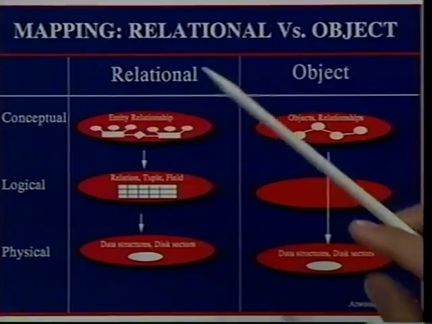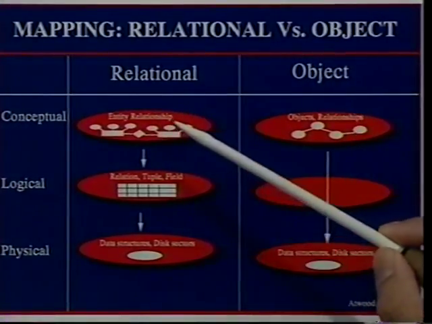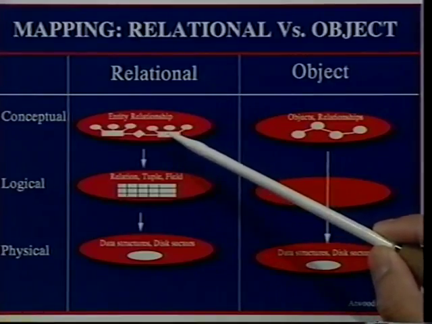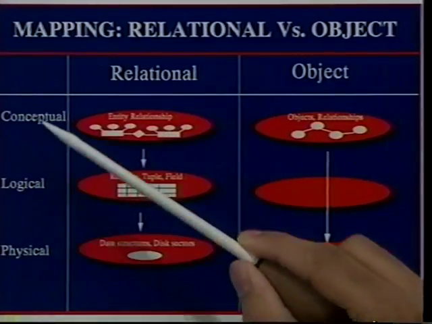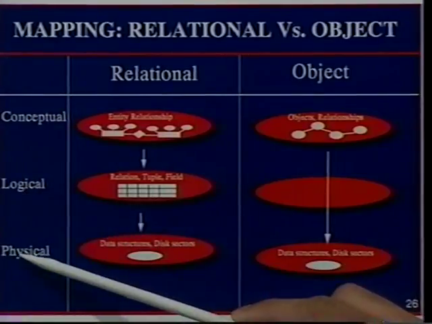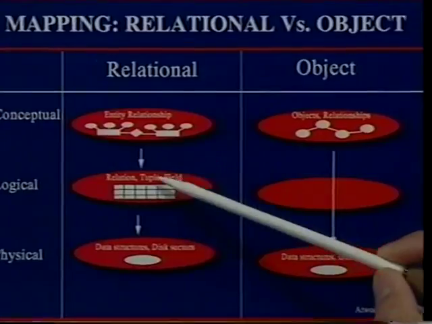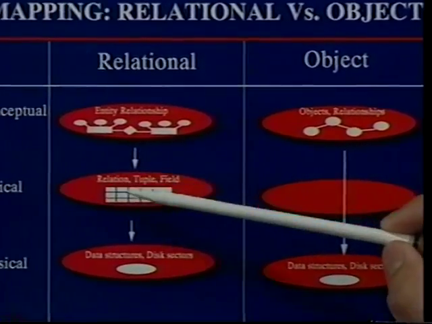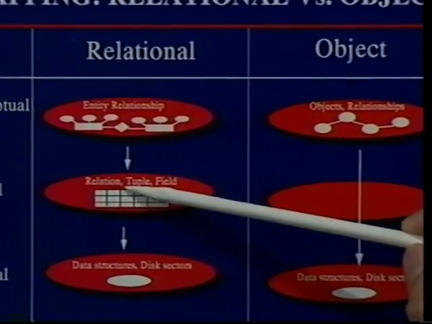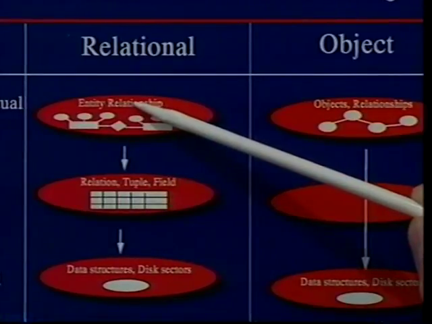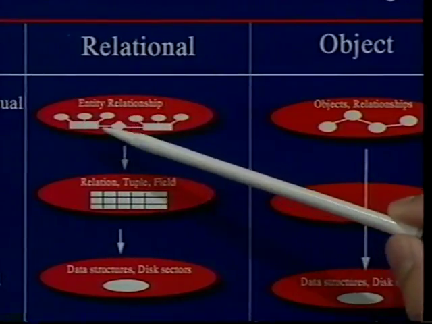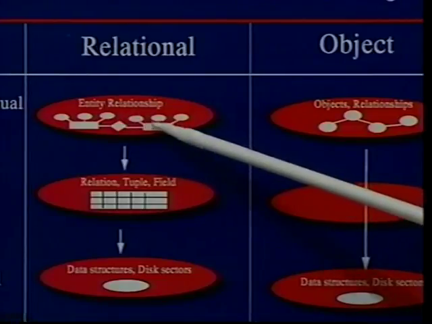So in terms of the mapping between the relational database and the object database, if you look at the relational databases, the mapping is done in the following manner. There are three levels here: the conceptual, the logical, and the physical level. Really, we don't like to think in terms of relations most of the time. So Peter Chen came up with the entity relationship model. So we define entities along with relationships between these entities.